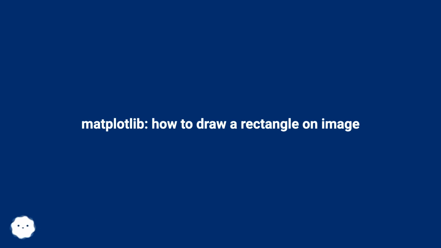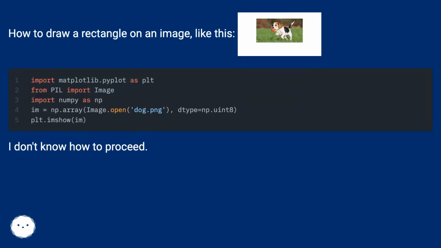Matplotlib: how to draw a rectangle on an image? How to draw a rectangle on an image like this? I don't know how to proceed.